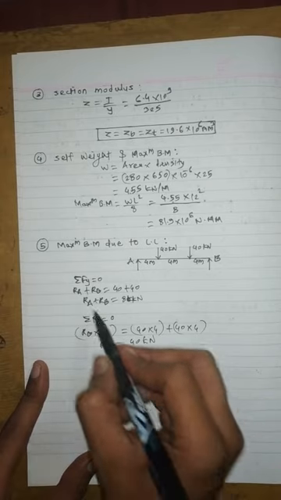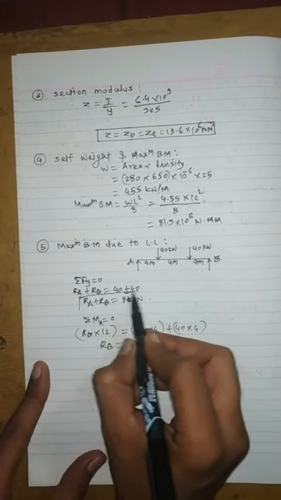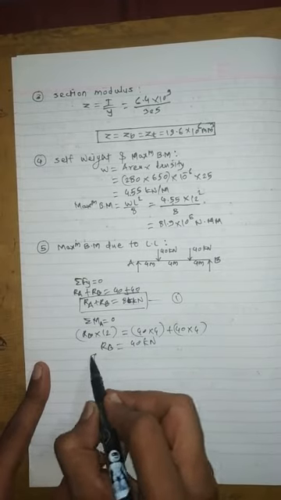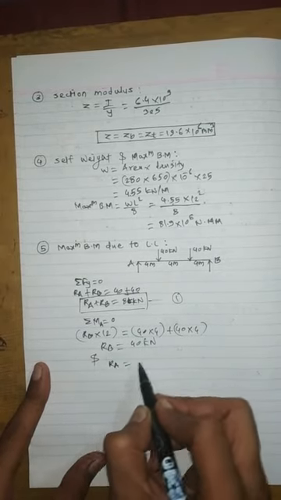So if we put this value in this first equation, RA equal to also 40 kilonewton.